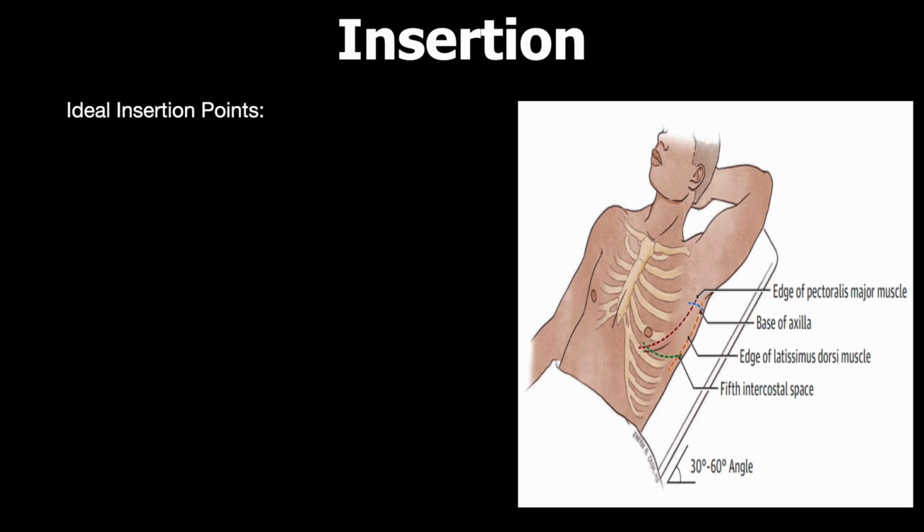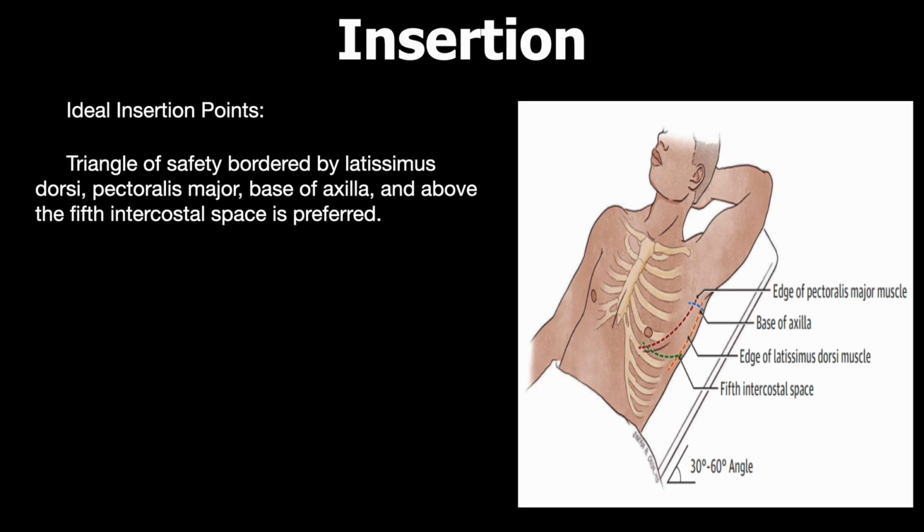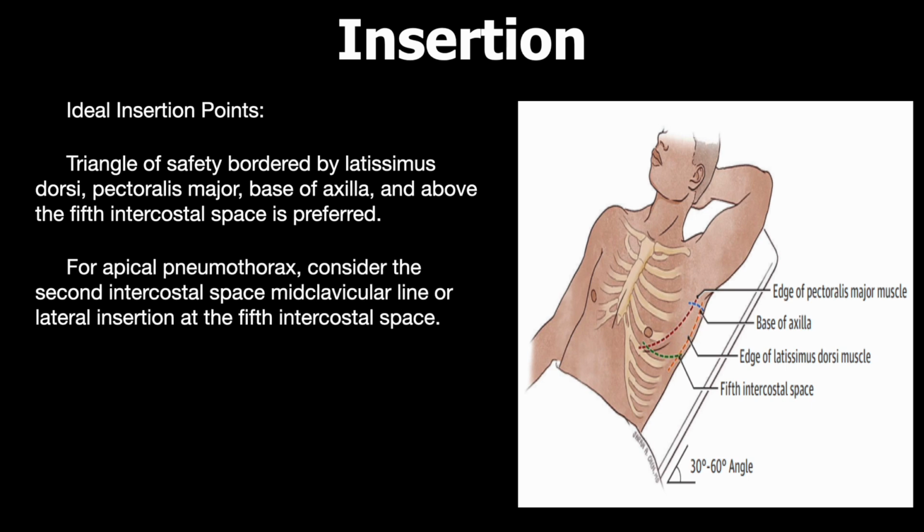Now next is insertion. Once you have decided where you want to put the chest tube, next you have to look for the ideal insertion point. The triangle of safety is bordered by the latissimus dorsi, pectoralis major, and the base of axilla, and above the fifth intercostal space. So above the fifth intercostal space, the base of axilla, the edge of the pectoralis major muscle, and the edge of the latissimus dorsi muscle, this area is called the triangle of safety.